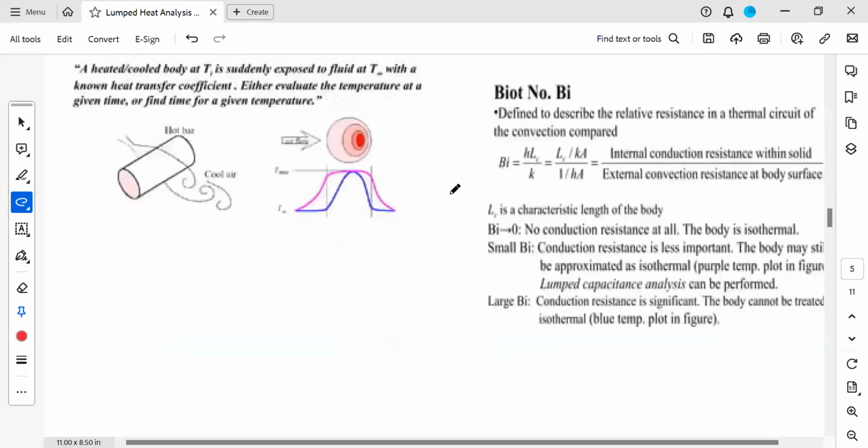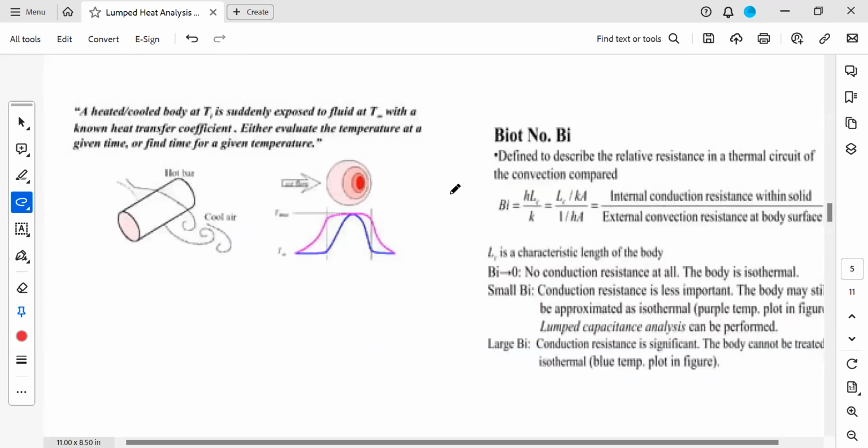Next, the validity of lumped heat analysis is decided by the Biot number. The Biot number is the ratio of two resistances. One is the internal, or conductive, resistance, given by L/kA, and the other is the convective, or surface, resistance, given by 1/hA. So hA and A cancel, and we get hL/k, or, since there are different geometries, hLc/k, where Lc is called the characteristic length.